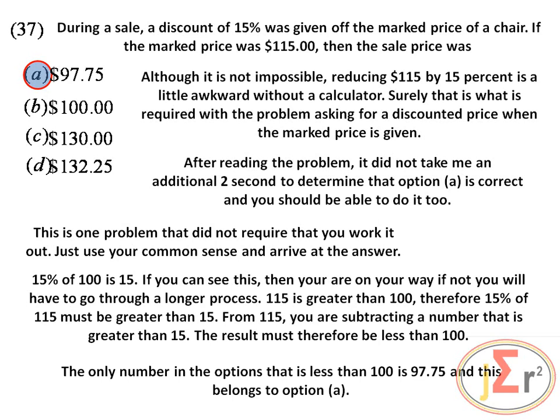The only number in the options that is less than 100 is 97.75, and this belongs to option A. So although it took a year and a half to explain it, the evaluation can be made mentally in a matter of seconds, and we should be able to determine in those seconds that option A is actually correct.